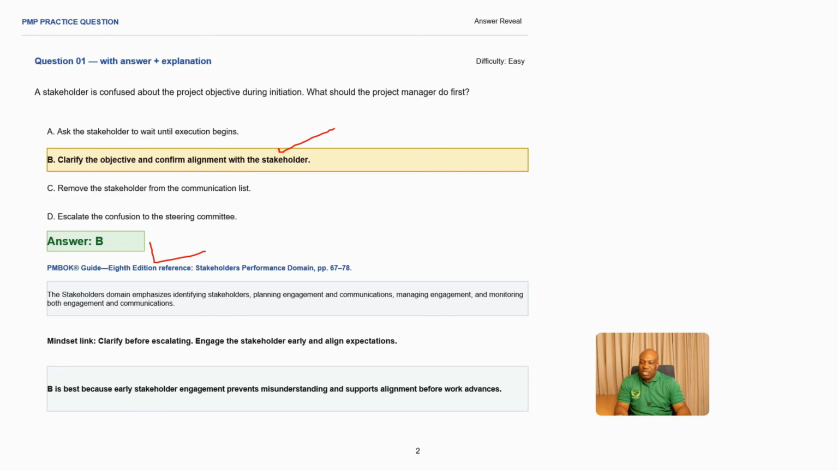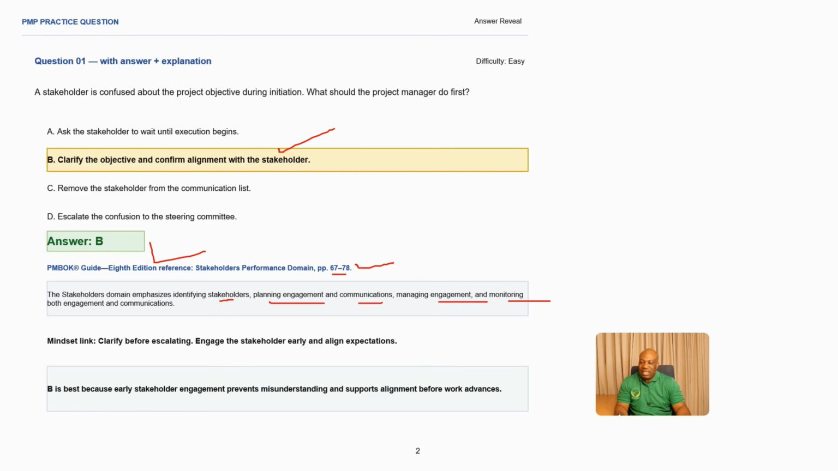So what helps us to answer the question? If you go to PM book edition 8, you're going to find that there's a stakeholder performance domain on pages 67 up to 78. So you can also use that for your additional reading. So what does it say? It says the stakeholder domain emphasizes identifying stakeholders, planning engagement, communication, managing engagement, and also monitoring. So this is what you get from the PM book. As a practice question, it is very important to make reference to the PM book, which is going to be the book that we use throughout.